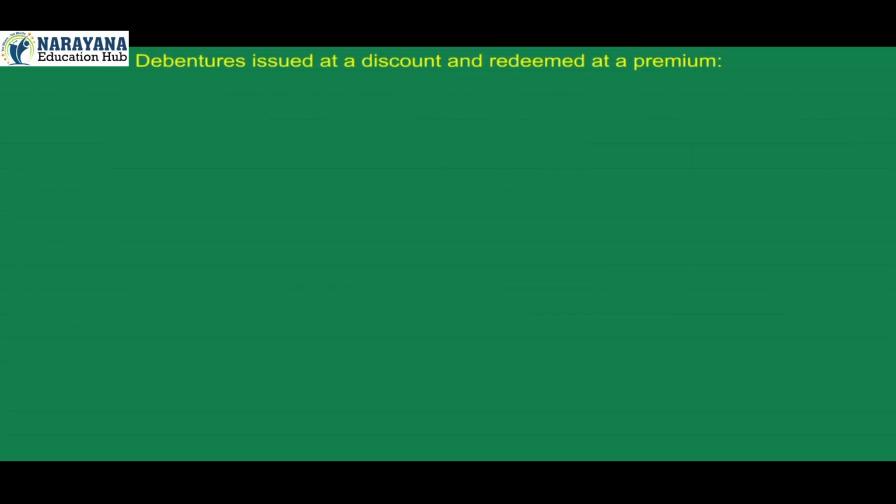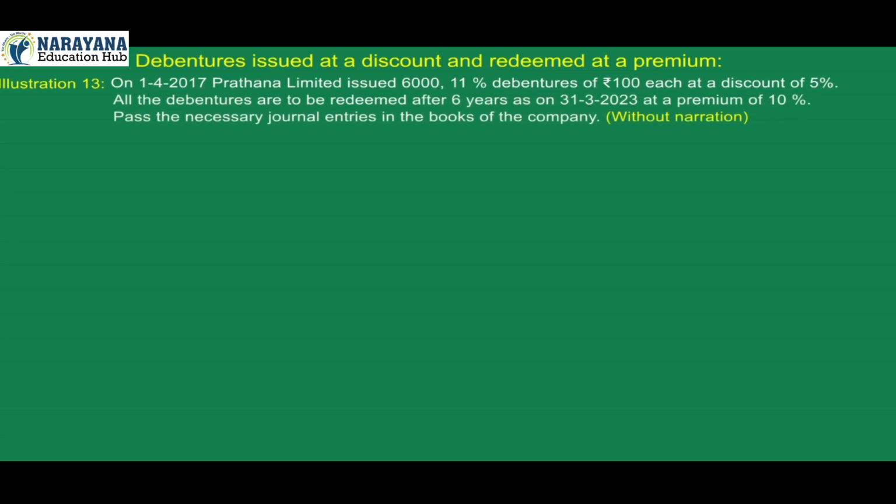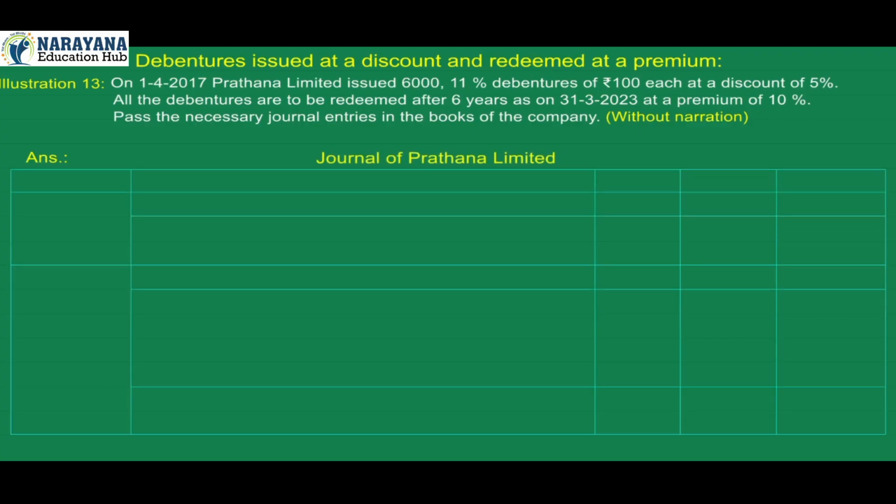Debentures issued at a discount and redeemed at a premium. Illustration 13. On 1st April 2017, Prathna Limited issued 6,000 11% debentures of ₹100 each at a discount of 5%. All the debentures are to be redeemed after 6 years, on 31st March 2023, at a premium of 10%. Pass the necessary journal entries in the books of the company without narration. Answer. Journal of Prathna Limited. Date, particulars, ledger folio number, debit, credit.